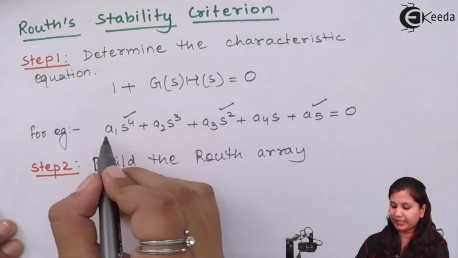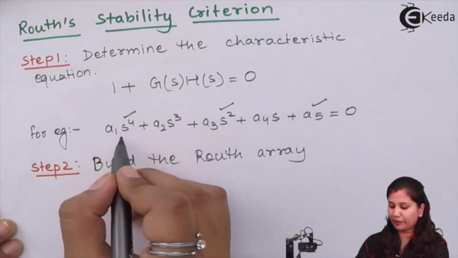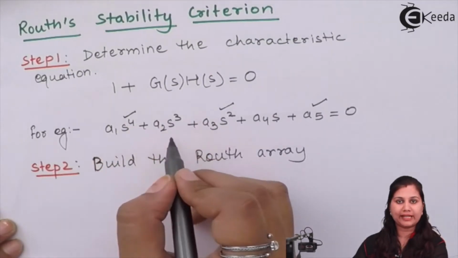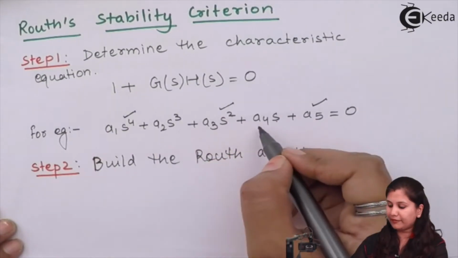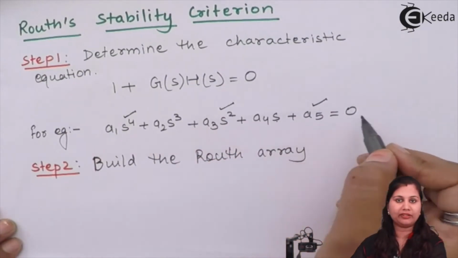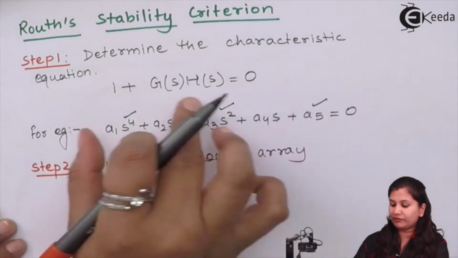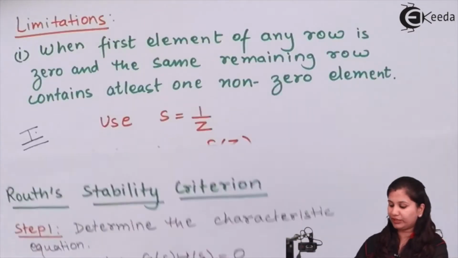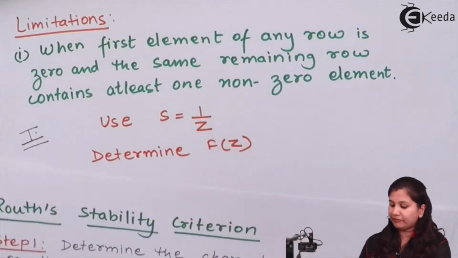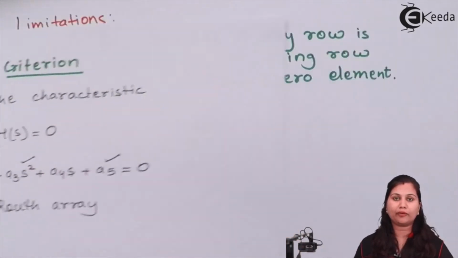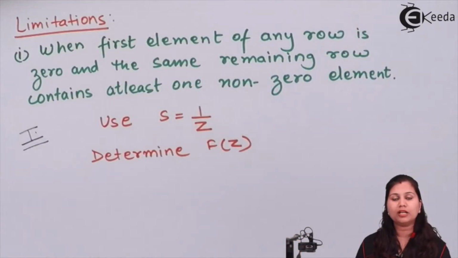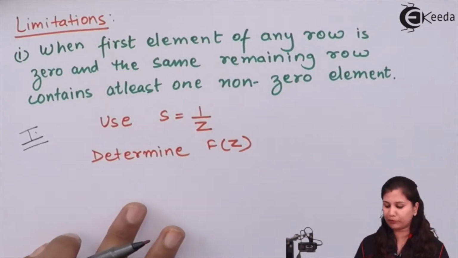So here we will get a1 (1/z)^4 plus a2 (1/z)^3 plus a3 (1/z)^2 plus a4 (1/z) plus a5 equals 0. Then we will simplify that equation and we will get f of z. And then we will repeat the same steps. We will build the Routh array. Then we will check the number of sign changes in the first column. So same procedure will be repeated for f of z. So this is the first method to resolve this problem.